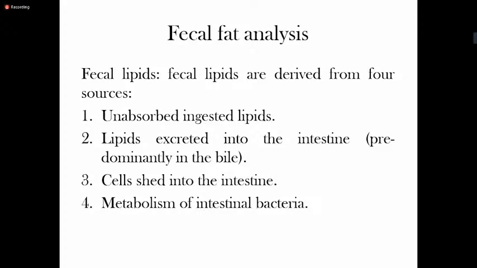We can also do fecal fat analysis. In fecal fat analysis, we have fecal lipids, which are derived from 4 sources. The fecal lipids are the unabsorbed ingested lipids. We can also have lipids excreted into the lumen, predominantly in the bile. Then we have cells that shed into the intestine, and we also have malabsorption or metabolism of bacteria. So these are the sources of fecal lipids.